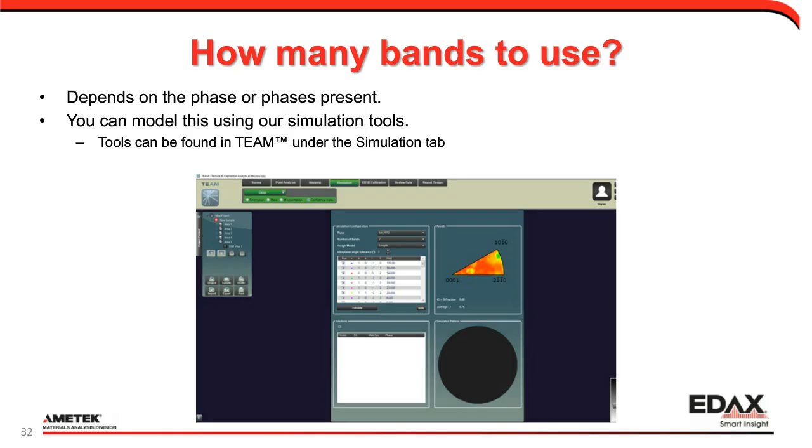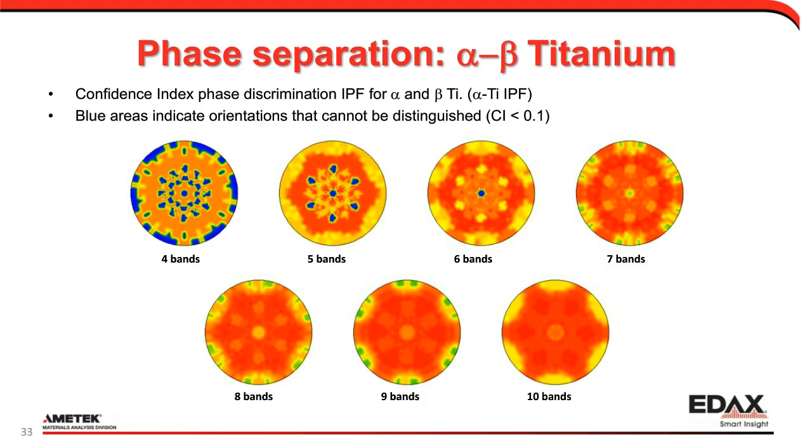So here is an alpha beta titanium. Here we can see that if I use 4 bands, so this is basically your pole figure, this is my phase space, the way to think about this, orientation space. You can see that all these blue areas basically say, hey, if I'm using 4 bands on an alpha beta titanium sample, I can't get a unique orientation in these areas because there are not enough bands. As I go to 5 bands, these areas lessen. As I go to 6 bands, again, I'm having issues with some orientations. So I can say, okay, how many of these bands do I want to use?